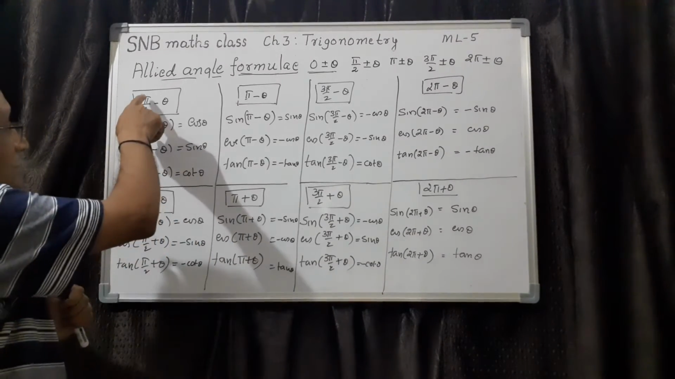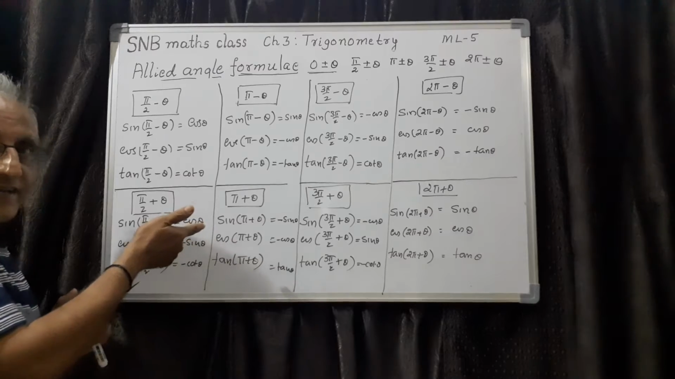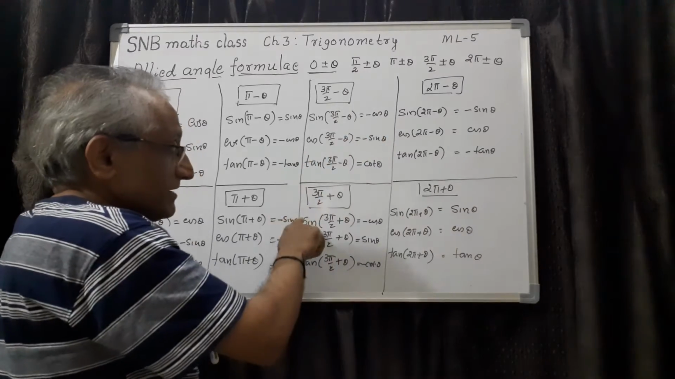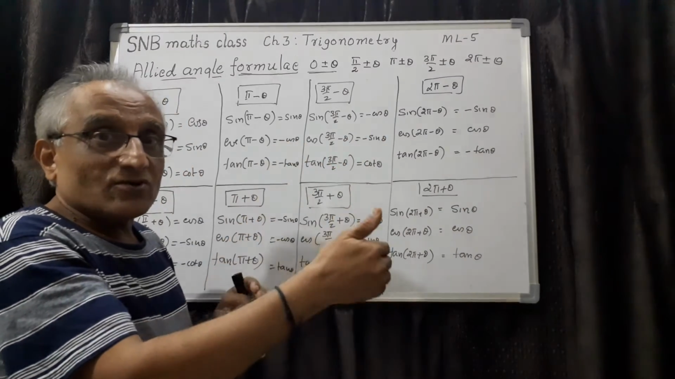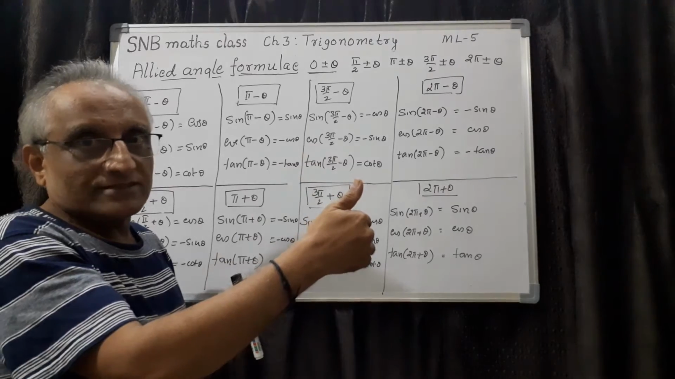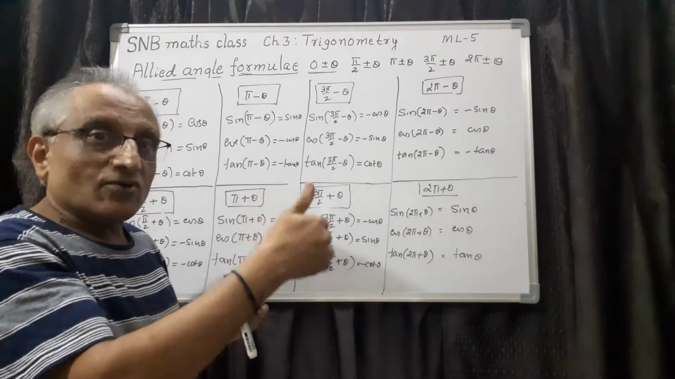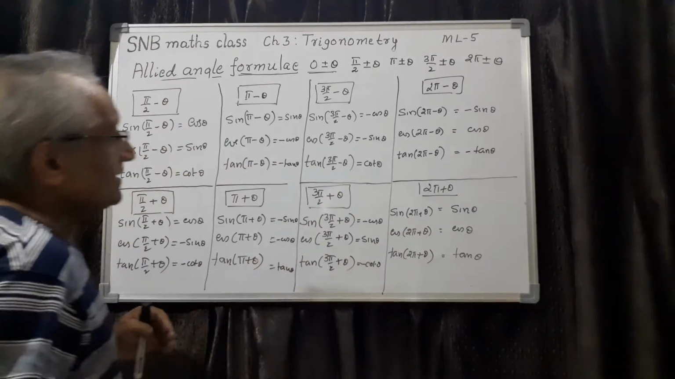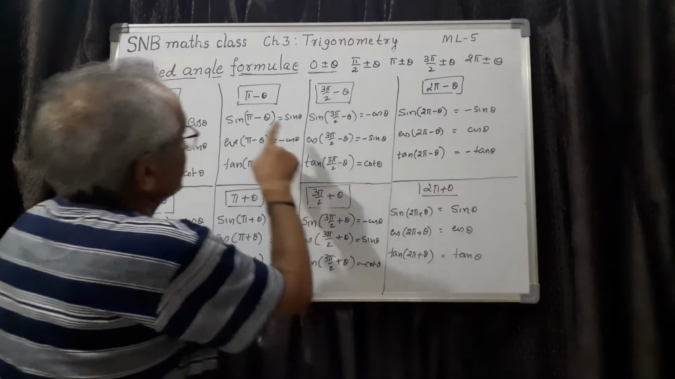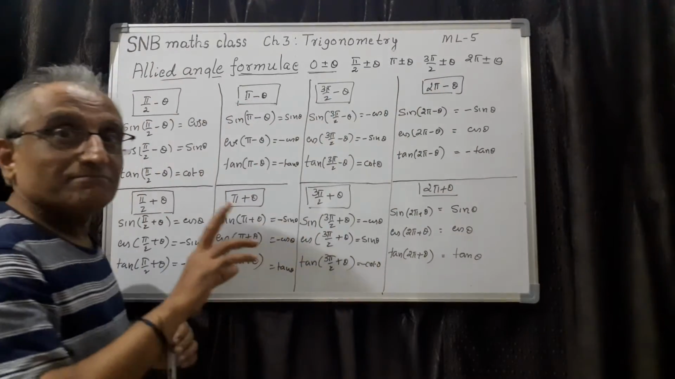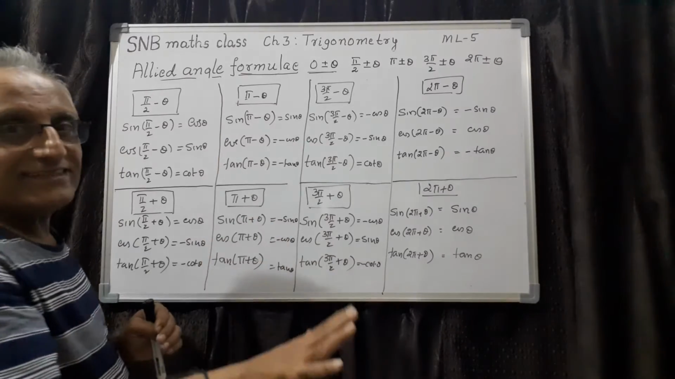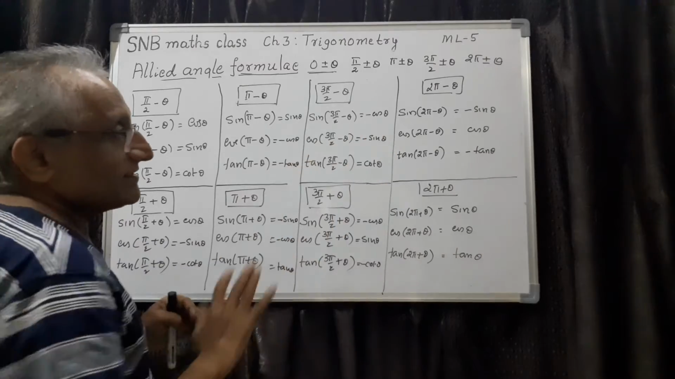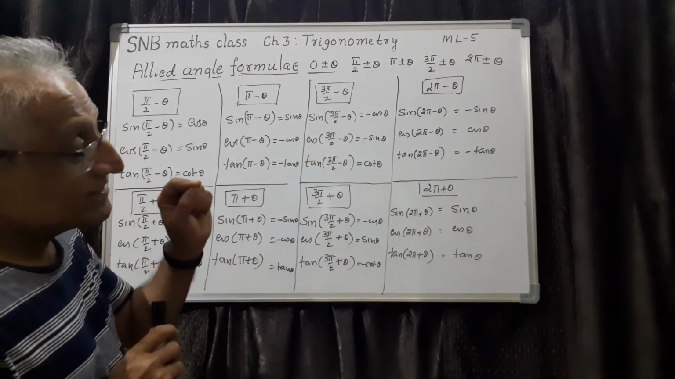Whenever it is pi by 2 minus theta, or pi by 2 plus theta, or 3 pi by 2 minus theta, 3 pi by 2 plus theta, sine becomes cos, cos becomes sine. This is the rule. Second one, tan becomes cot. So this you have to remember. In the second column and fourth column, that is with pi and 2 pi, the ratio will not change. Sine will be sine, cos will be cos, tan will be tan.